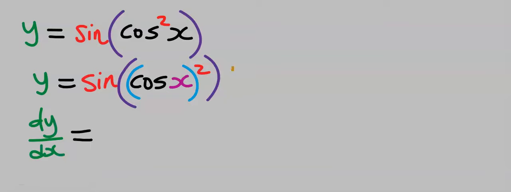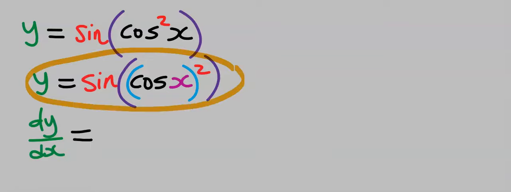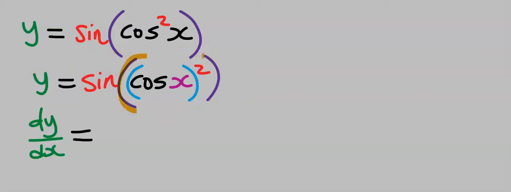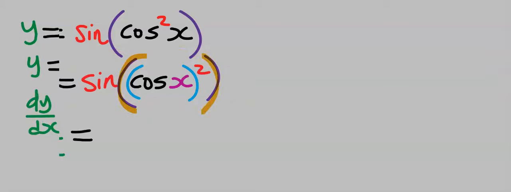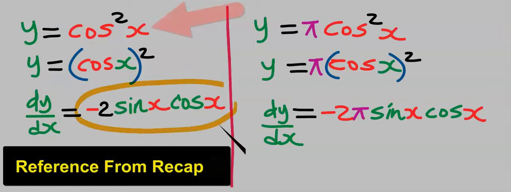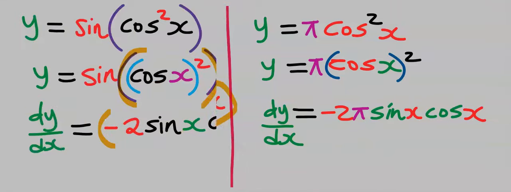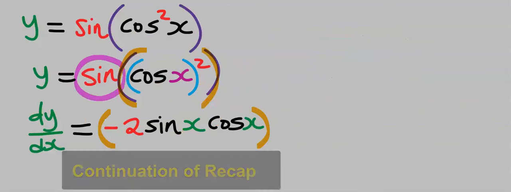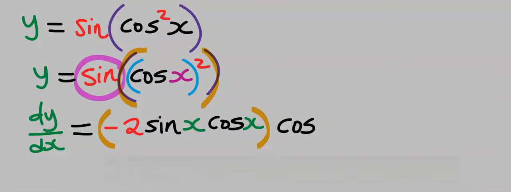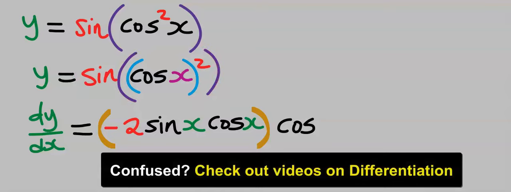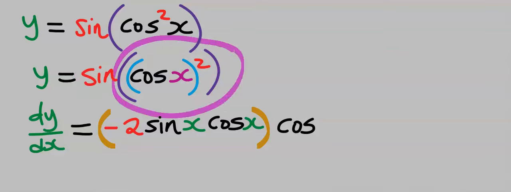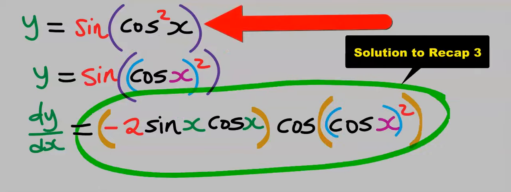Subsequently, this and this are the same. To differentiate this using chain rule, we are going to differentiate this first, and the answer is everything here, which we have already analyzed. Next, we are going to differentiate only the sine, and you will have cos. Next, you are going to recopy back everything here inside the bracket, and this becomes our dy/dx.